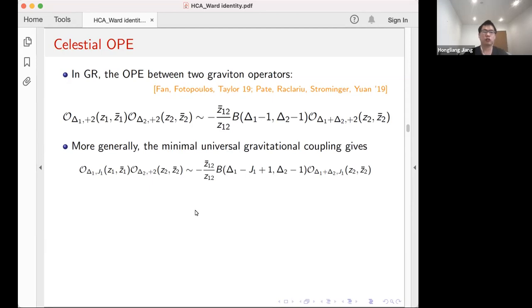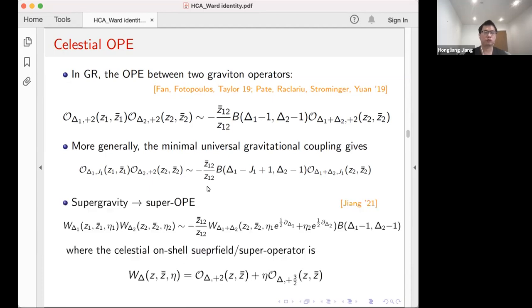And more generally, if we consider a graviton and matter, which are coupled with minimal coupling, then we have this more general OPE. This is the matter operator with dimension delta 1. On the right-hand side is another matter operator, the same spin but different dimension. So here I suppress this coupling kappa, and the kappa is 2 in my talk. Here the kappa is the same because of the equivalence principle.